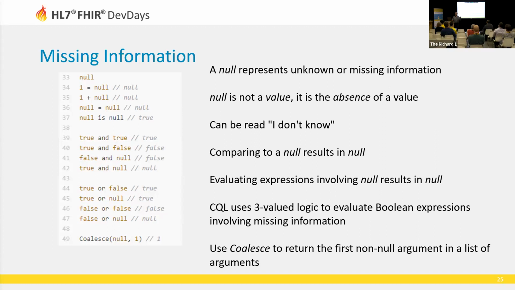If you need to ask if it is null, there are null testing predicates, and if you need to get a value out of a list of values, you can say coalesce.